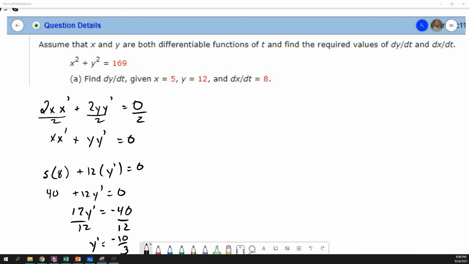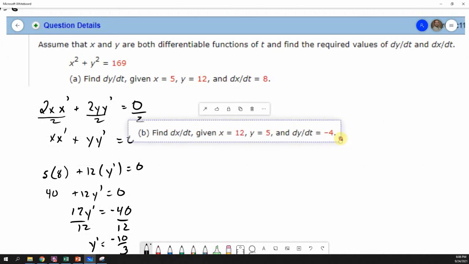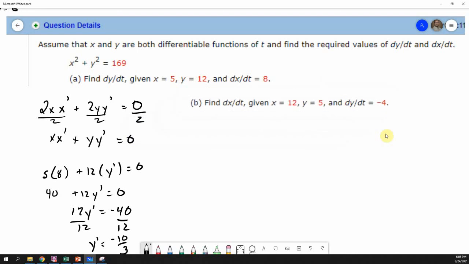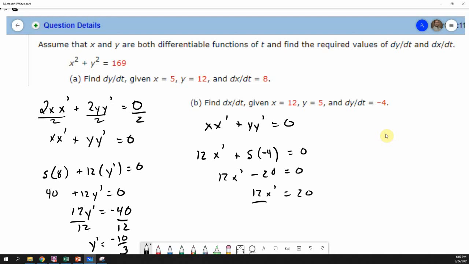And then the second part, B, asks us to find dx dt if we're given different values. So we still have x x prime plus y y prime equals 0. So if y is 12, I don't know what x prime is, that's what I'm solving for, plus y times y prime, or dy dt, equals 0. So 12x prime minus 20 equals 0. So add the 20 to both sides and divide by 12. X prime equals, so these are both divisible by 4, so 5/3.